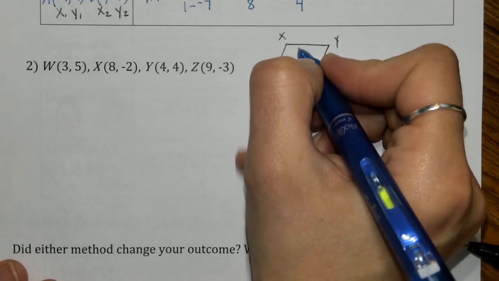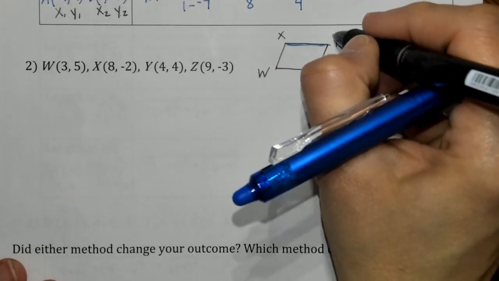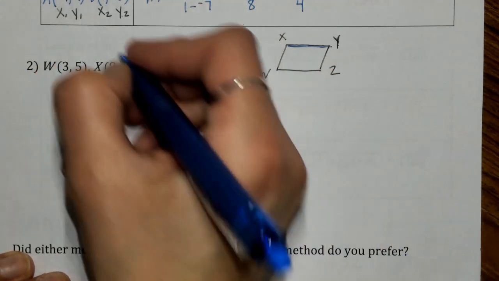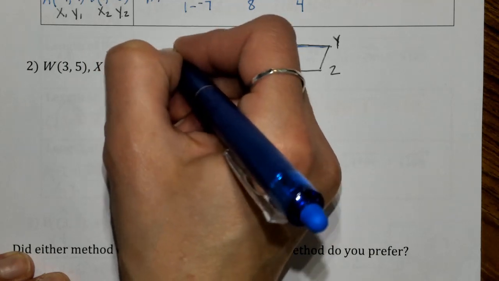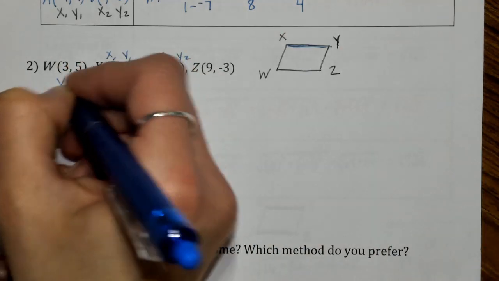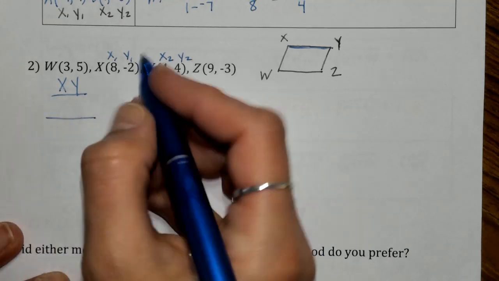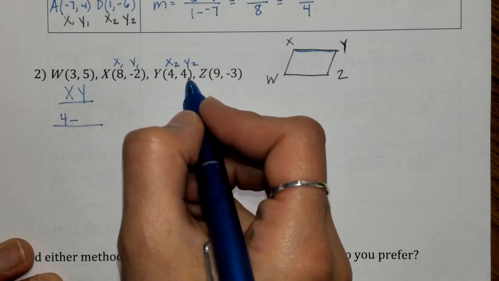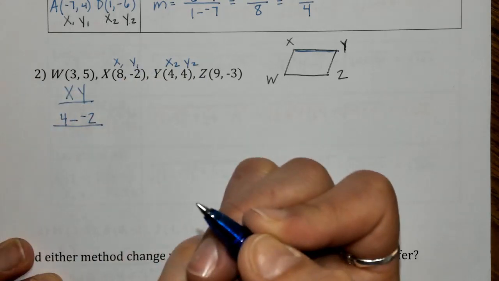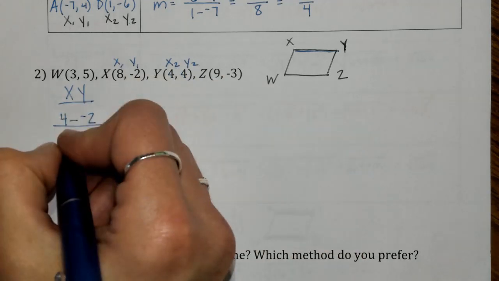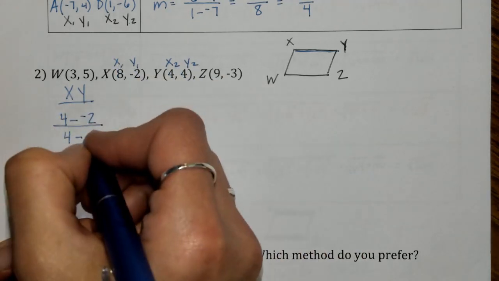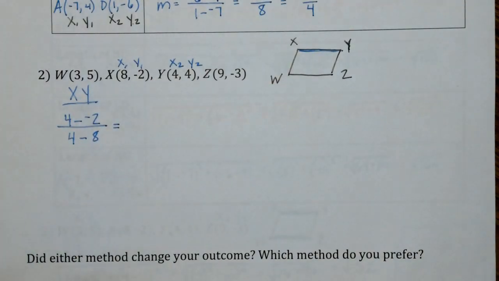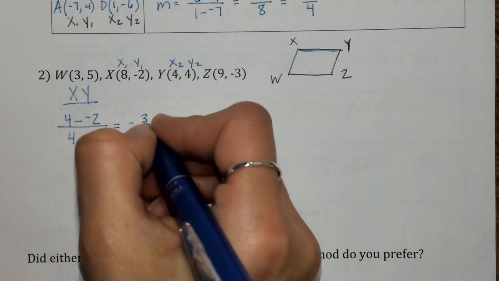Let's take a look at XY. So looking at XY, here we've got X1, Y1, X2, Y2. Using our slope formula, we have Y2, 4, minus Y1, negative 2. Make sure minus a negative. Now we have X2 in the denominator, 4 minus X1, 8. And we plug this in the calculator. You just jump straight to the calculator, plug everything in the numerator and denominator. We're going to come up with a negative 3 over 2.